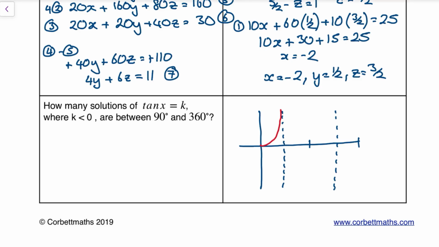So it goes up like this, and then it comes across and over and up, and then it comes up and over. And then my line y equals k, where k is negative, it goes ding, 1 and 2. And so the final answer is going to be 2.